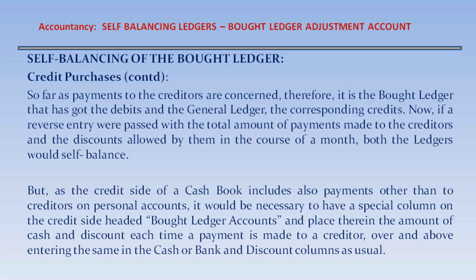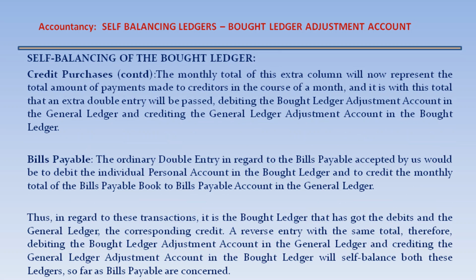But as the credit side of the cash book includes also payments other than to creditors on personal accounts, it would be necessary to have a special column on the credit side headed BAT ledger accounts and place therein the amount of cash and discount each time a payment is made to a creditor, over and above entering the same in the cash or bank and discount columns as usual. The monthly total of this extra column will now represent the total amount of payments made to creditors in the course of a month, and it is with this total that an extra double entry will be passed debiting the BAT ledger adjustment account in the general ledger and crediting the general ledger adjustment account in the BAT ledger.